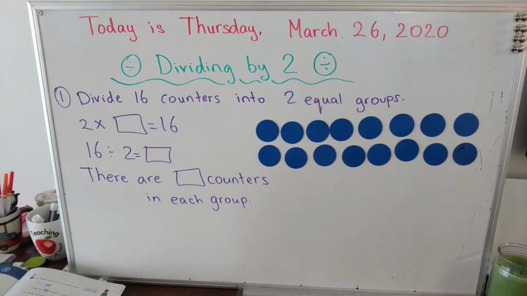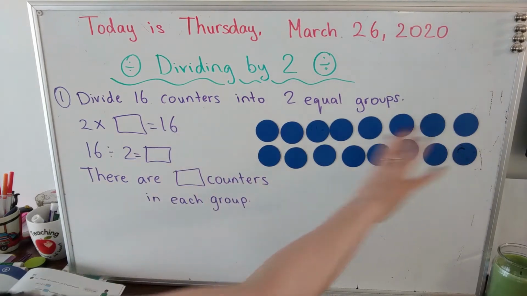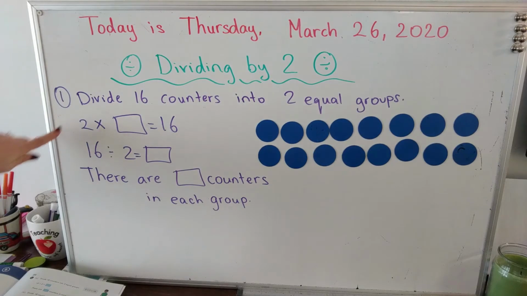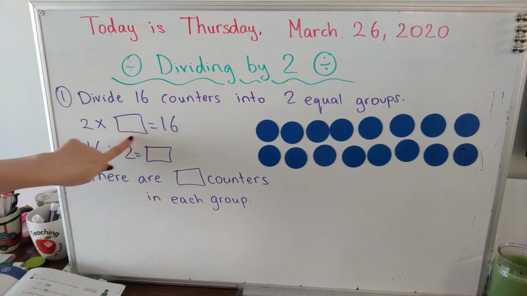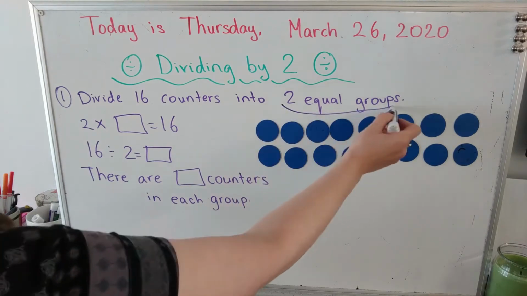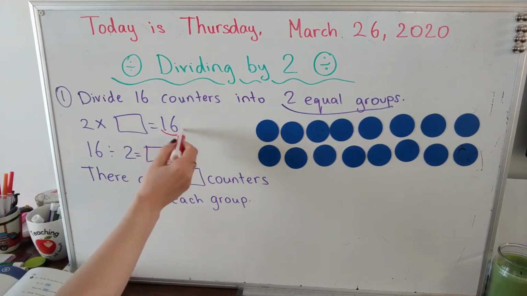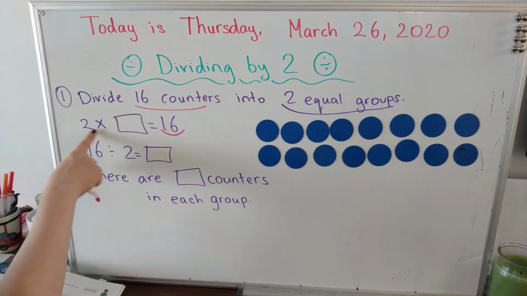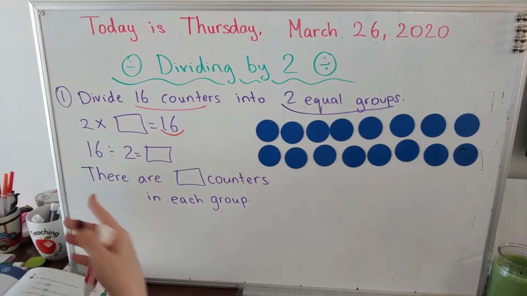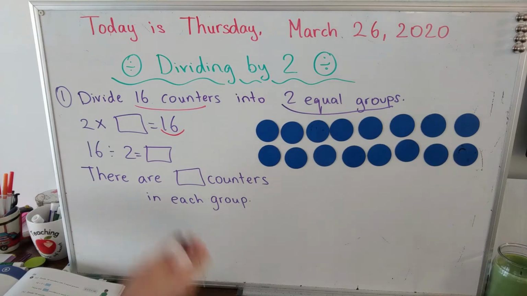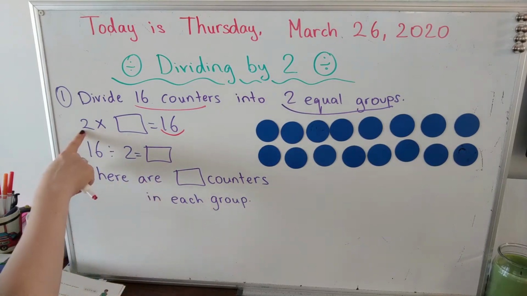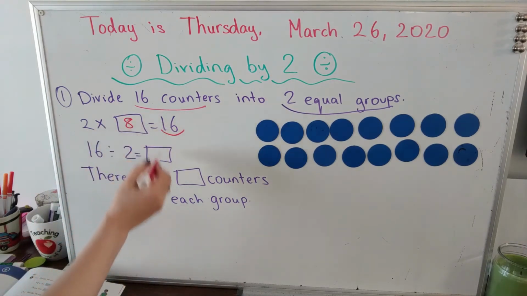Number 1. Divide 16 counters into 2 equal groups. So here are my 16 counters. 2 times what gives me 16? 2 groups, because it said 2 equal groups. There's my 2 equal groups. The total number goes here, 16 counters. 2 times what is 16? Because we already learned our multiplication facts for number 2's, we know 2 times 8 is 16.